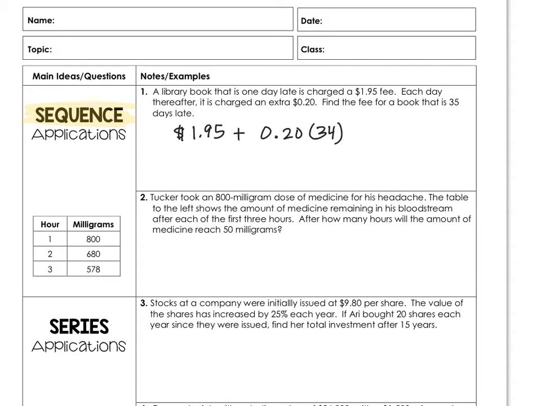So notice that's our formula for arithmetic. Your first term plus your common difference times n minus 1. So that gives us 8.75. So pretty straightforward. We did these before. That was on the last test.